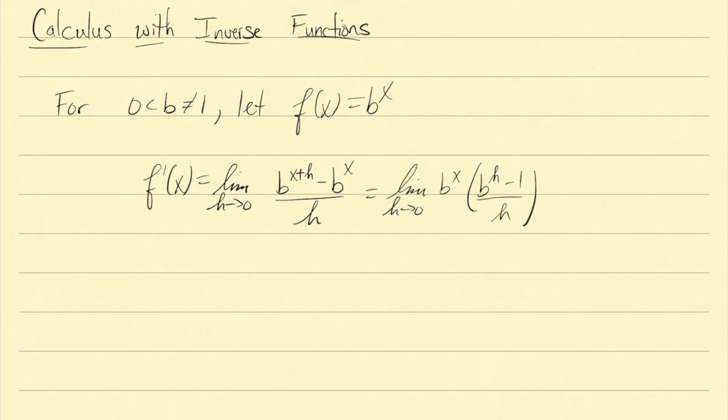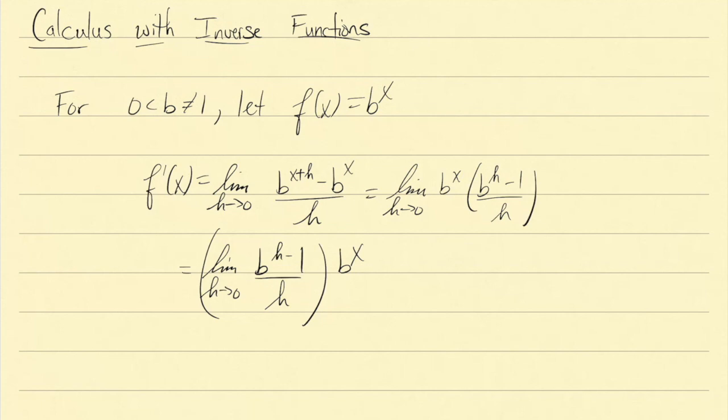Because x does not depend on h and h does not depend on x, we can actually pull this b to the x through the limit, provided that our function is differentiable at 0. So we're just going to assume that we can do this for right now.